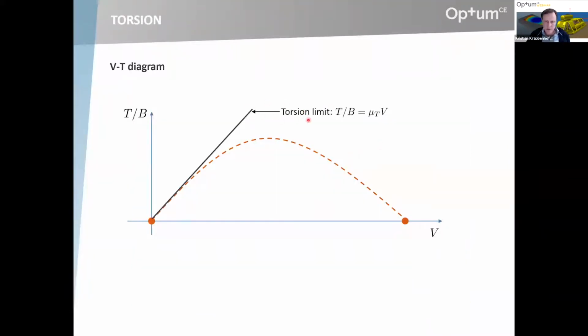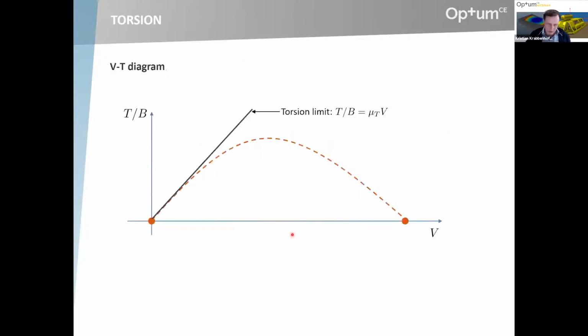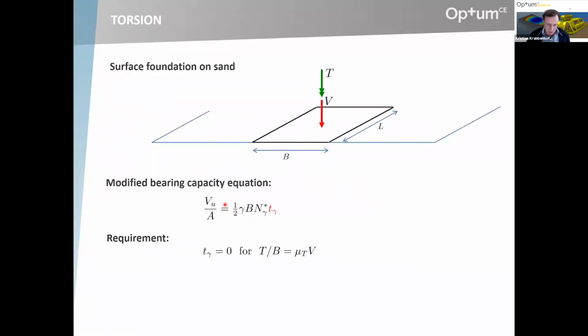That's the torsion limit. But then if we return to this torsion factor that we could include into the bearing capacity equation, what would be the requirement? Well, it would have to be 0 once we are at this torsion limit here. I think that's a very reasonable requirement, right? And that can be achieved by postulating a torsion factor like this, where this quantity here is the normalized torsion capacity. It's 1 when you're at the limit. So the factor becomes 0.